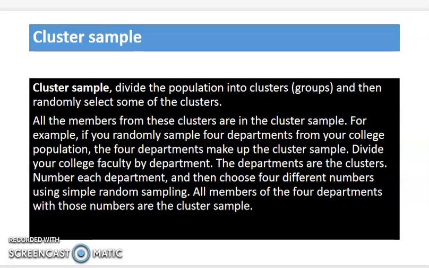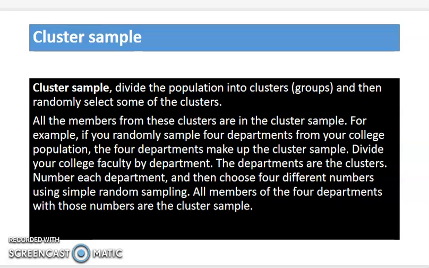For example, if you randomly sample 4 departments, randomly select 4 departments from your college population. The 4 departments make up the cluster. Divide the college faculty by departments. Departments are the clusters. Number each department and then choose different numbers using simple random sampling.